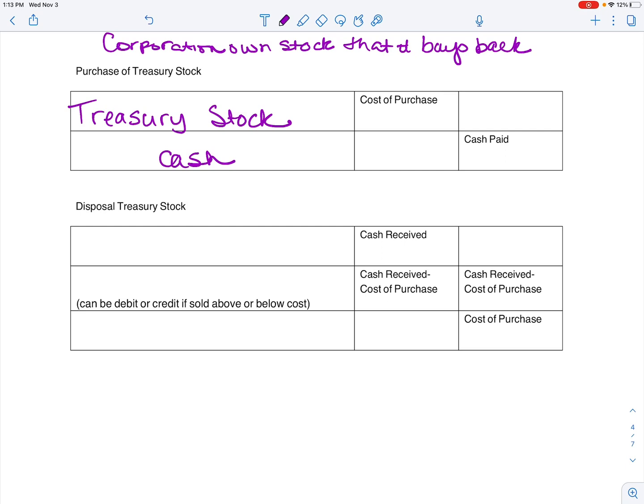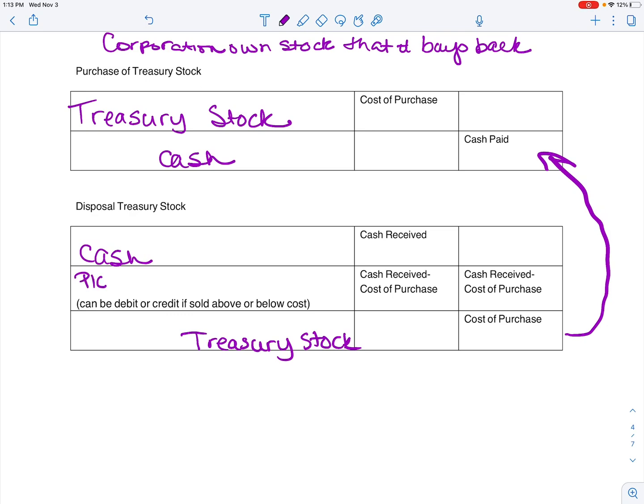When we get rid of our treasury stock or we sell it after we acquire it, we're going to debit that cash, and we're going to credit that treasury stock for the amount that we paid. So whenever we sell it, we have to come back to that journal entry when we purchased it. And then we're going to debit or credit the difference. This can be based on whether we sell it above or below what we bought it for. So this debit or credit is going to go to paid-in capital from treasury stock.